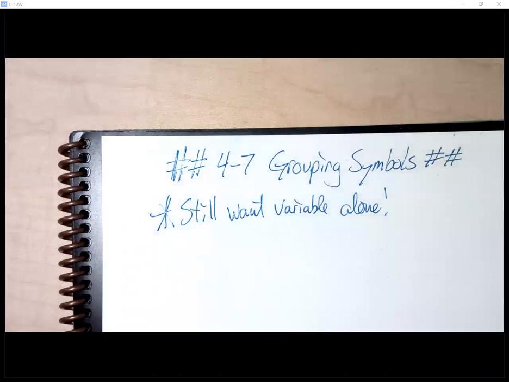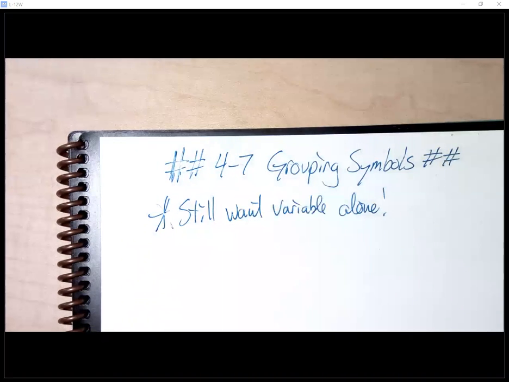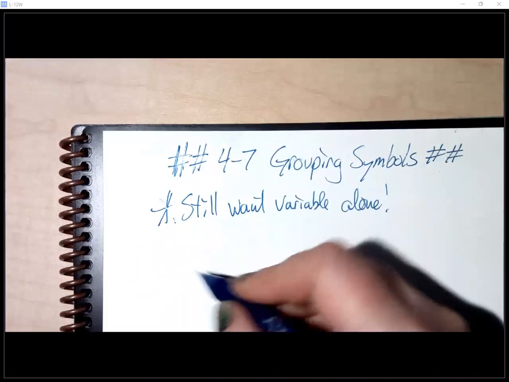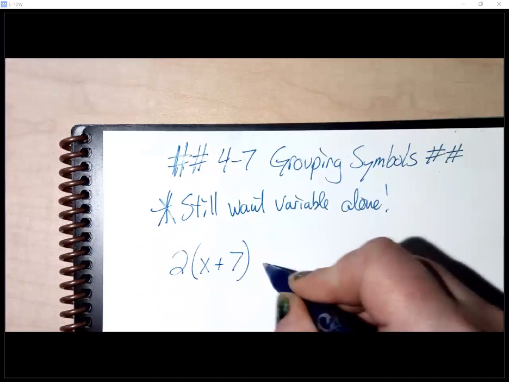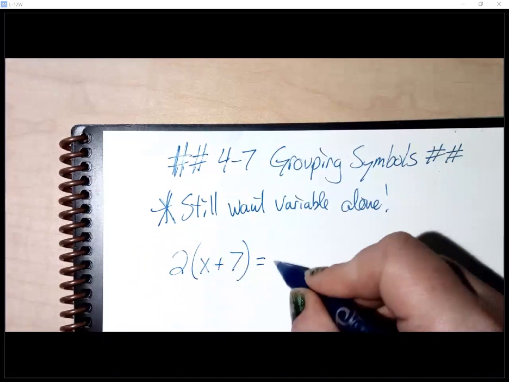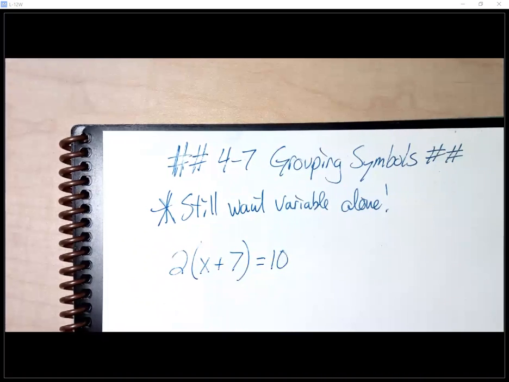So for example, let's take a look at one. With these, you actually kind of get an option what you want to do. So you might have something like this. 2 times x plus 7 equals, I don't know, 10, let's say. You have an option of how you want to handle this particular one. What do you want to do first?